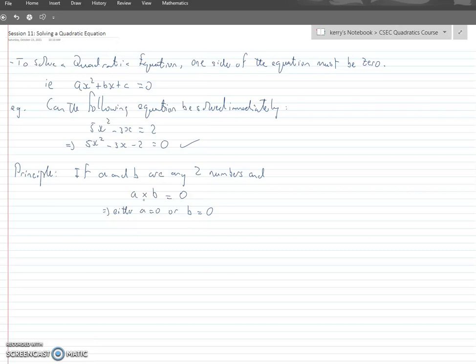If any two things are multiplying and the result is 0, it means that either one of them or the other one must be equal to 0, and that's very important. It doesn't matter what it is. Once you have two numerical items being multiplied in maths, and the result is 0, either the first one must be 0 or the second one must be 0 to give the overall answer of 0.